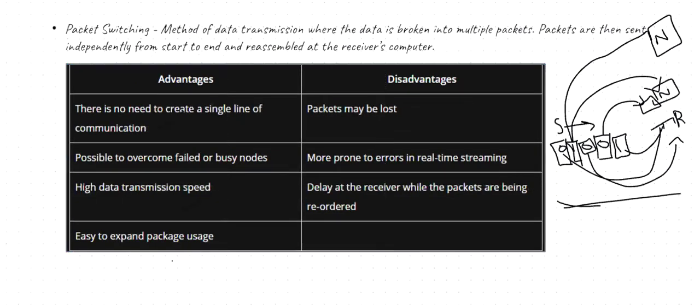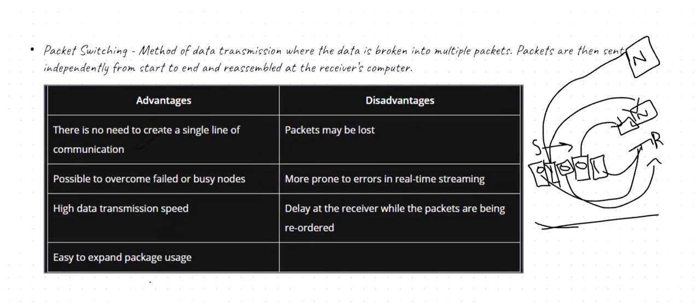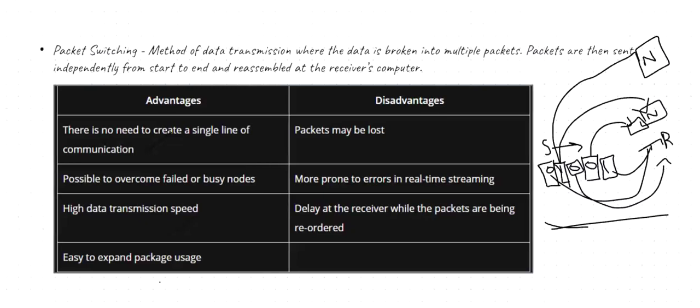Coming over to disadvantages. The packets may be lost. There is a possibility that because these are all sent randomly, they can be lost. And it can overcome busy nodes. However, if I am streaming in real time, like I'm going live, then if it encounters a busy node, it may be prone to errors, because I'm live and everything is happening in real time.